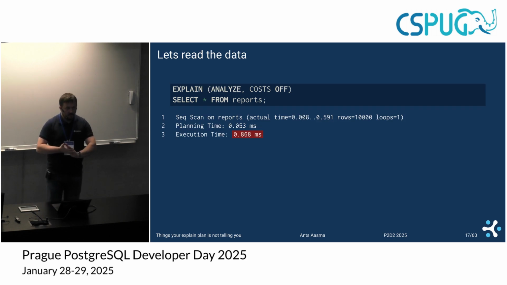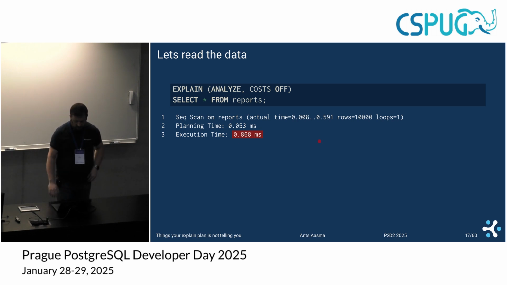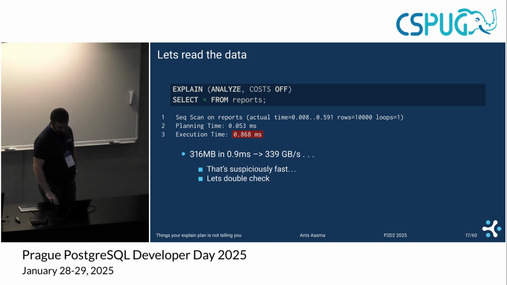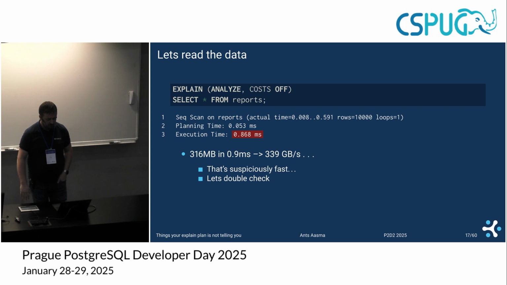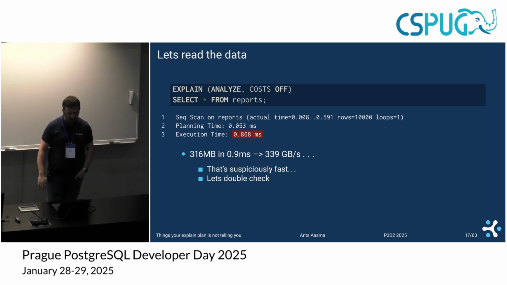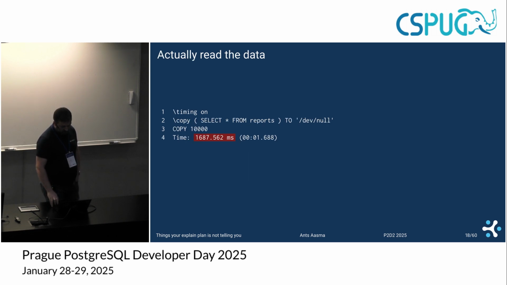Okay, let's try reading all of this data back. We will run a simple select star from reports, read all of the columns, and nice, we get it back in less than a millisecond. That's pretty fast, right? It could be a bit too fast, actually. If we calculate the numbers, it's more than 300 gigabytes per second. And our system is probably not that fast. So maybe we should check what's going on.